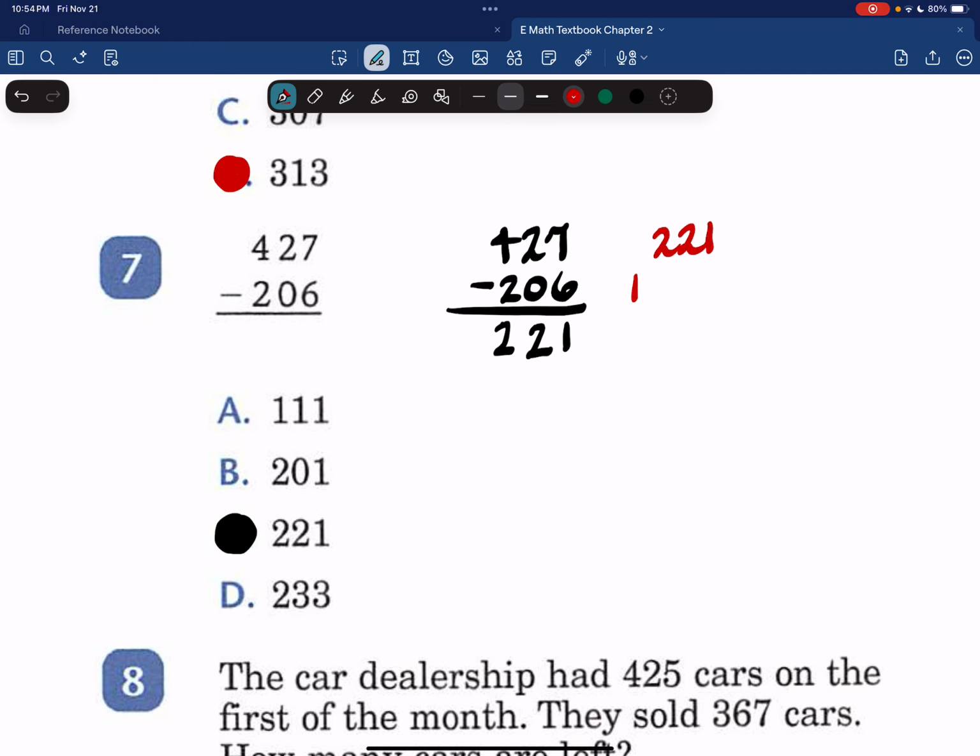221 plus 206 is 427. And that is our original number.